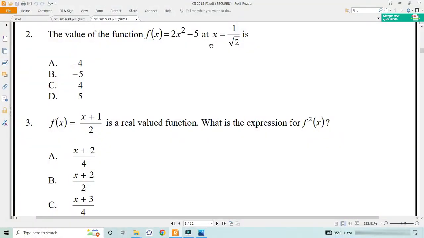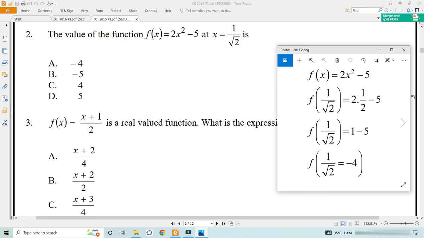In MCQ number 2, we have to find the value of this function at x equal 1 upon radical 2. So putting the value of x and simplifying, we get the value of function as -4. So A is the key.